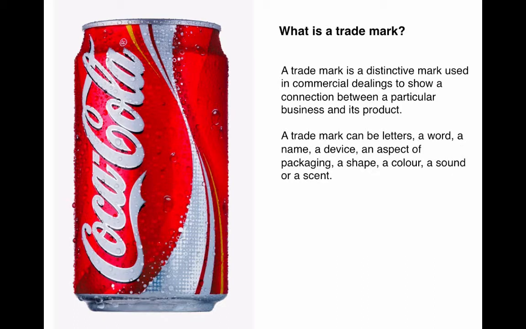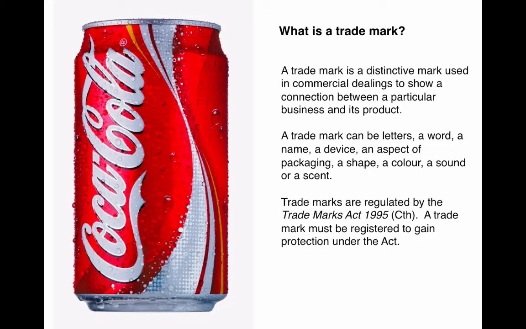A trademark can be letters, for example BMW, a word, Coca-Cola, a name, McDonald's, a device, such as the Nike swoosh, an aspect of packaging, such as the distinctive silver foil used to wrap up Philadelphia cheese, a shape, a color, a sound, or even a scent.